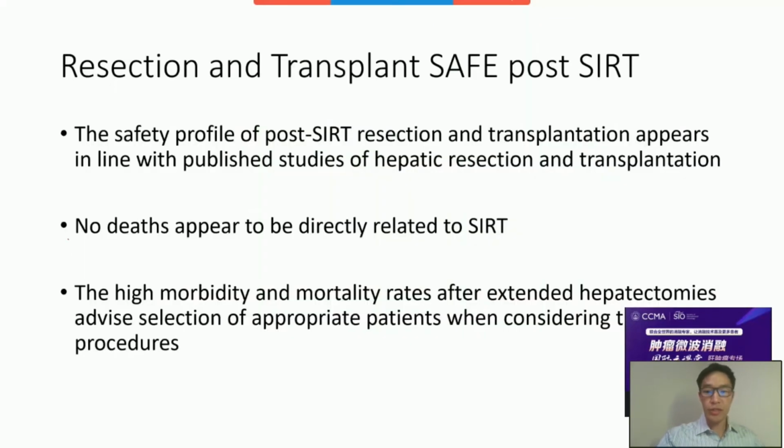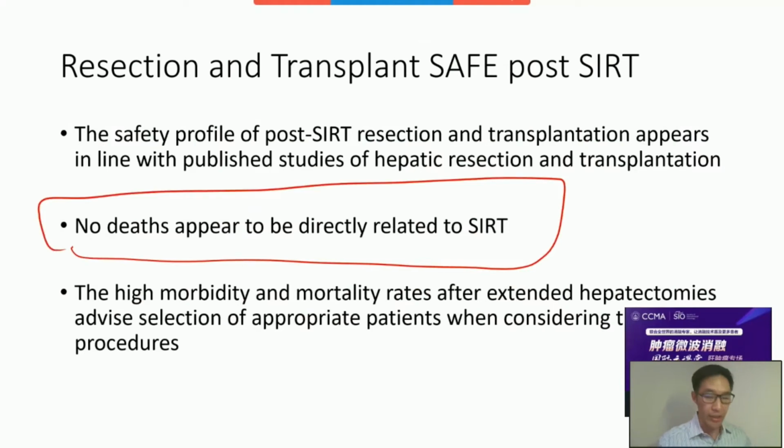So their conclusion was that no deaths appear to be directly related to SIRT. So with this type of therapy, what we can do is transform patients that are non-resectable and non-curable to a potential curative intent, with an understanding that even in these situations, as without SIRT, extended hepatectomies have an increased complication rate.